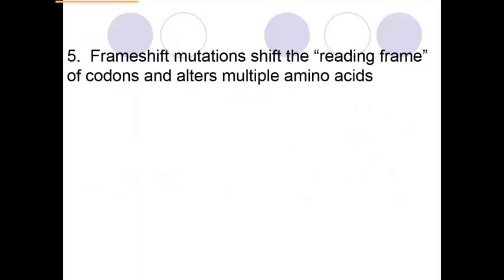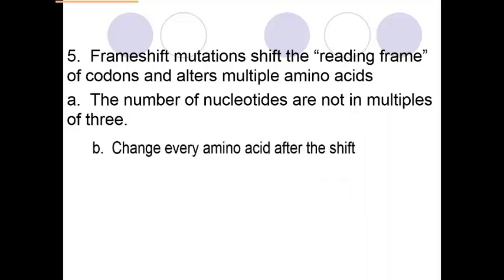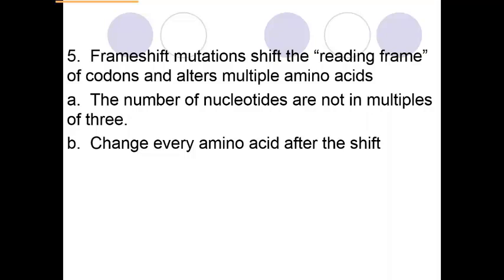Now, we need to look at frameshift mutations, and we mentioned this in an earlier video. Frameshift mutations are going to affect your reading frame. Remember, we read these in 3-letter codes, and so the number of nucleotides are not going to be in multiples of 3 in a frameshift. We are going to end up changing quite a few amino acids. Wherever our shift happens, we could insert a letter, which shifts all of our letters over. You could delete a letter, which shifts all of your letters back a space. Either way, you're shifting the reading frame, and so you are going to be affecting multiple amino acids.